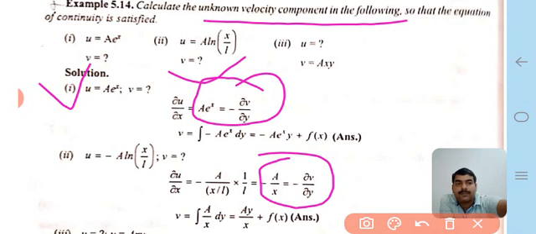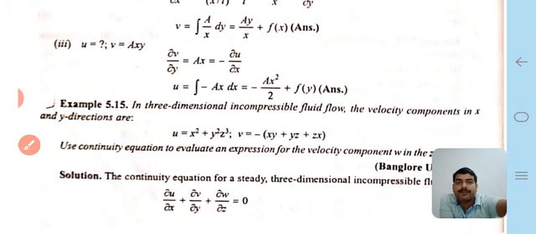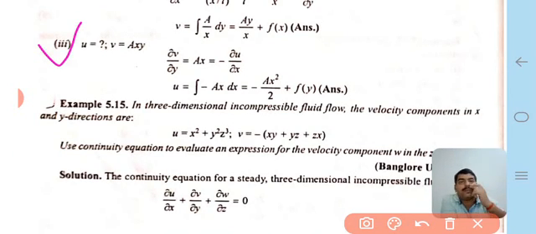This is the answer. Now the third part of the question, which is c. u is not given, v is equal to axy. Therefore, differentiating the velocity component v with respect to y, del v upon del y is equal to ax, which is equal to minus del u upon del x. Taking these last two relations, ax is equal to minus del u upon del x, and solving we get u equal to minus a x square upon 2 plus a function of y. This is the answer of the given question.